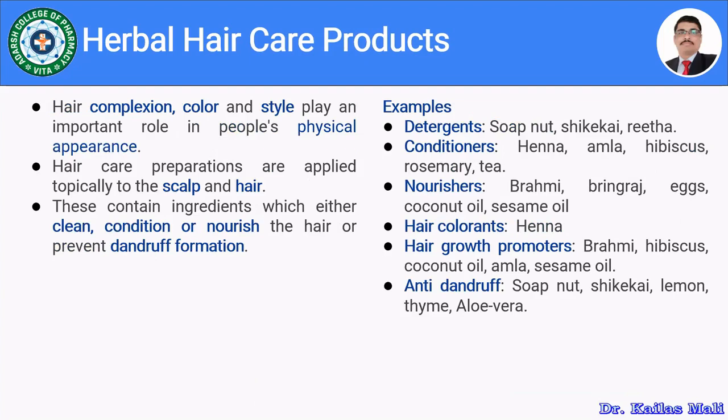Let us move towards the herbal hair care products, herbal hair cosmetics, right? For what purpose are we using hair cosmetics? They are used to improve the hair complexion, to color the hair, and to style the hair. These are some of the basic things we consider when designing hair care products, which have a great role in the physical appearance of the human being.